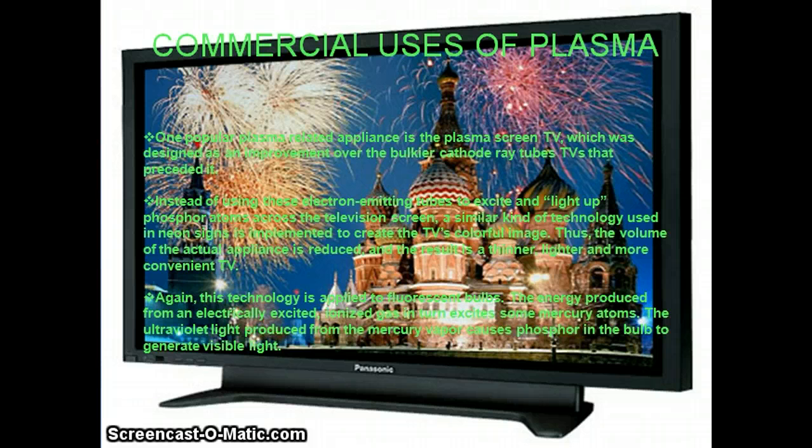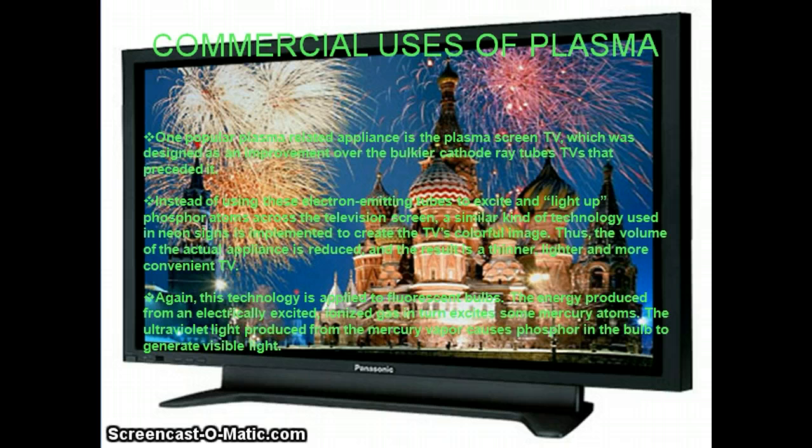It is also worth mentioning that plasma can be used commercially. One popular plasma-related appliance is the plasma screen TV, which was designed as an improvement over the bulkier cathode ray tubes that preceded it. Instead of using these electron-emitting tubes to excite and light up the phosphor atoms across the television screen, a similar kind of technology used in neon signs is implemented to create the TV's colorful image.